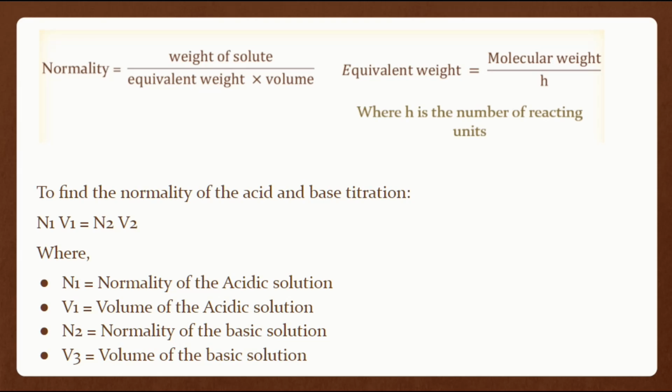To find the normality of the acid and base titration, N1V1 is equal to N2V2, where N1 is equal to normality of the acidic solution, V1 is equal to the volume of the acidic solution, N2 is equal to the normality of the basic solution, and V2 is equal to the volume of the basic solution.